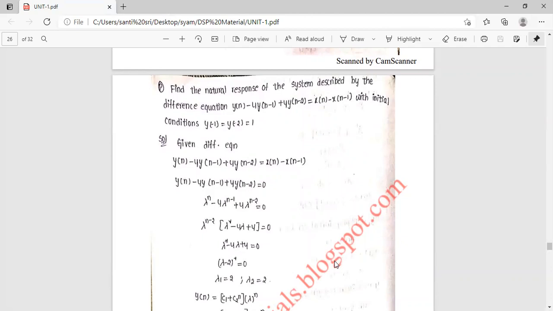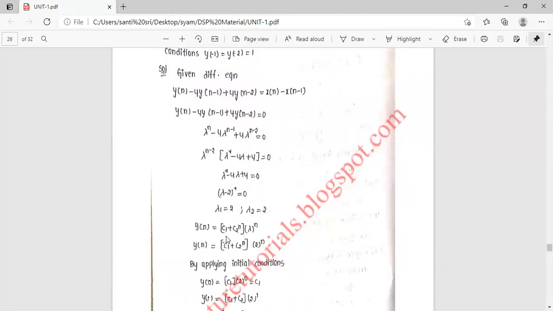So y of n minus 4 into y of n minus 1 plus 4 into y of n minus 2 is equated to 0. Here the x of n terms become 0. y of n is replaced by lambda power n, y of n minus 1 by lambda power n minus 1, and y of n minus 2 by lambda power n minus 2. Taking lambda power n minus 2 as common, lambda square minus 4 lambda plus 4 equal to 0. You can find the roots of the characteristic equation: lambda 1 is 2, lambda 2 is 2. If the roots are the same, then the solution will be y of n equal to c1 plus c2 into n, whole into lambda power n.